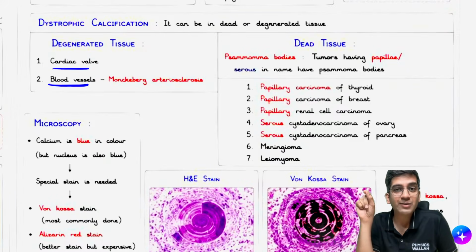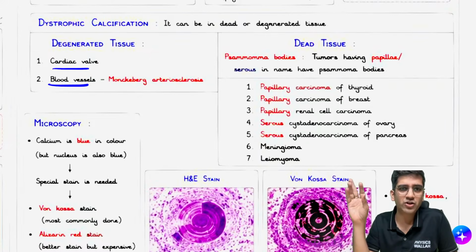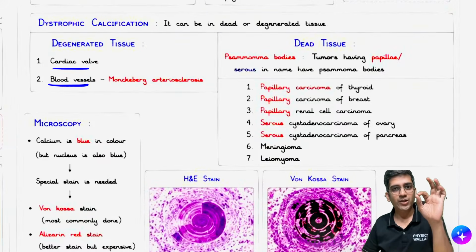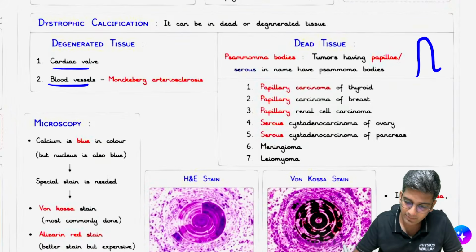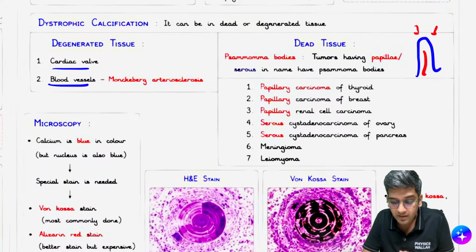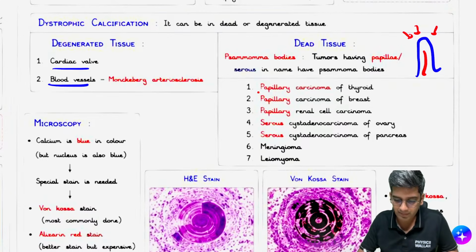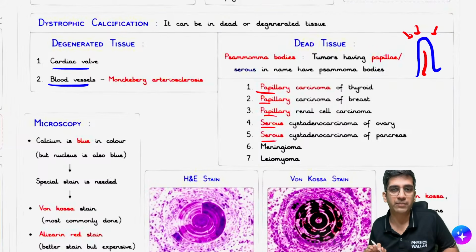And dead tissue. Dead tissue is where you must have read about Psammoma bodies. You must have read mnemonics for Psammoma bodies. No need for mnemonics at all. It's beautiful pathology and science. Any lesion which has papillae: papillae is a finger-like projection with a central fibrovascular core. Look at the tip of the papillae. Less blood supply: ischemia, infarction, cell death, necrosis, and most commonly calcium, calcification. Papillary carcinoma of thyroid, breast, kidney, serous ovary, pancreas, anywhere. Because serous means microscopy will have papillae.